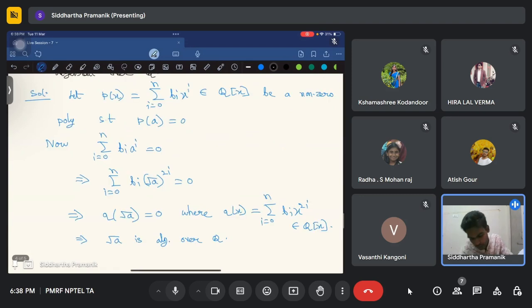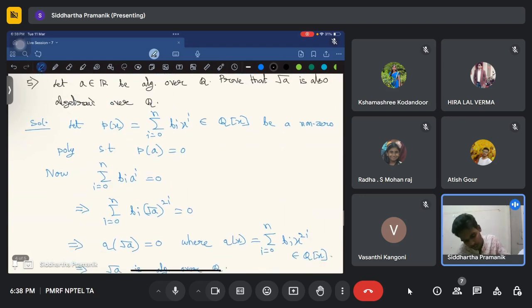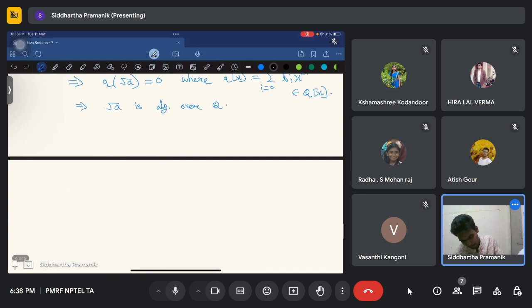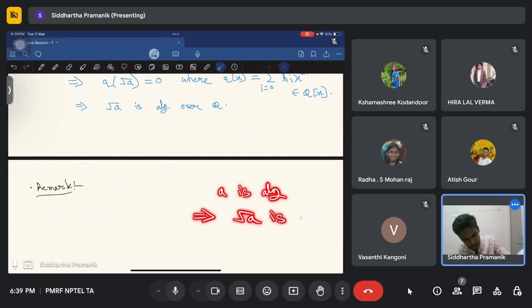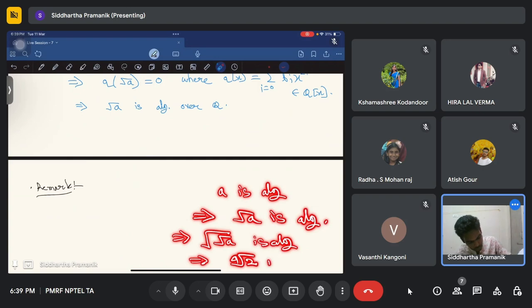So from this fact, we can also say something more. Let me put that as a remark. A is algebraic. From that we have concluded root A is algebraic. So we can use this fact recursively, right? So root of root A is algebraic. That means the fourth root of A is algebraic.